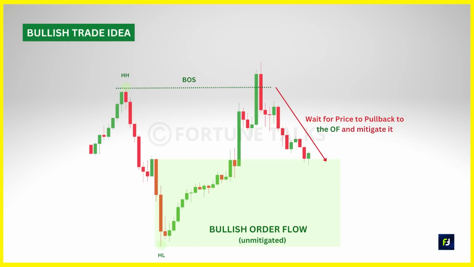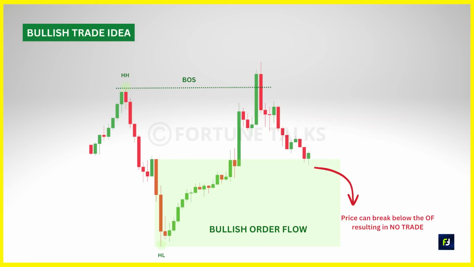By now, we can anticipate two outcomes to happen. Either the price can break below our order flow, forming a failed order flow resulting in no trades, or the price can test the order flow and reverse its direction to move along with the major bullish structure.